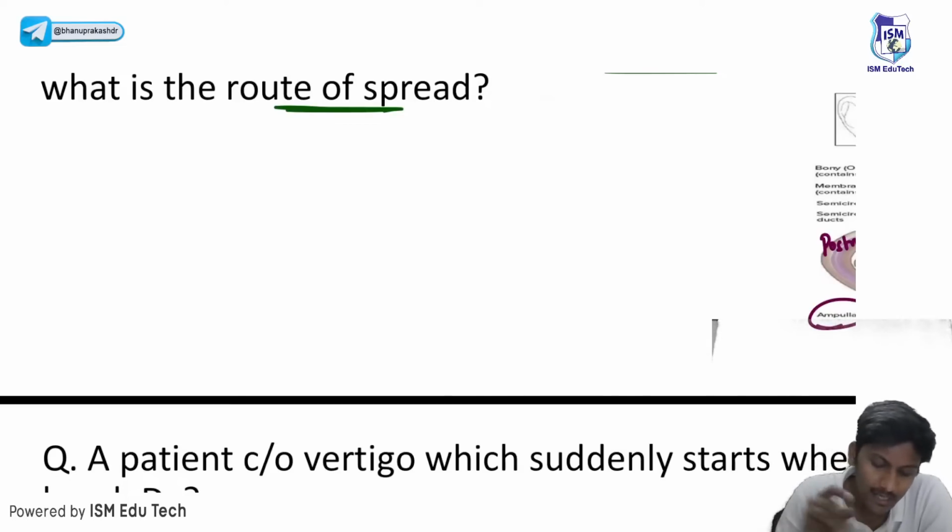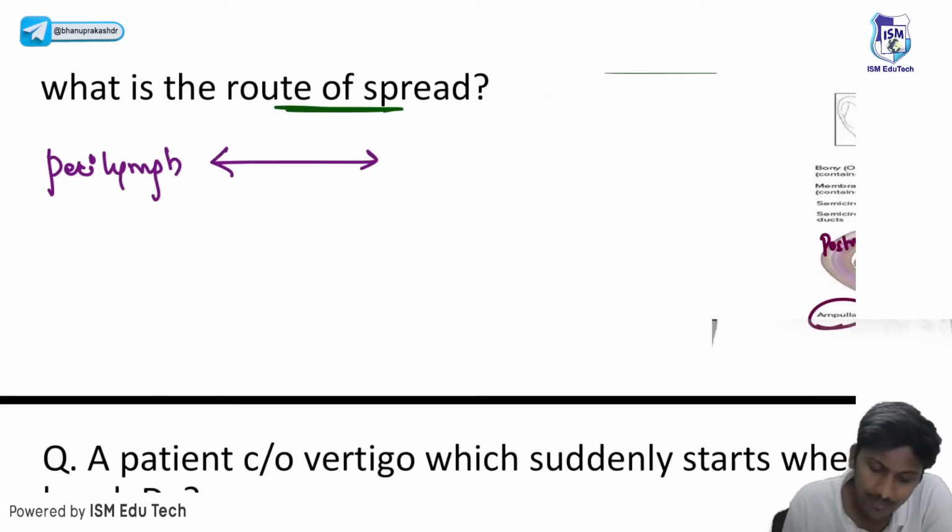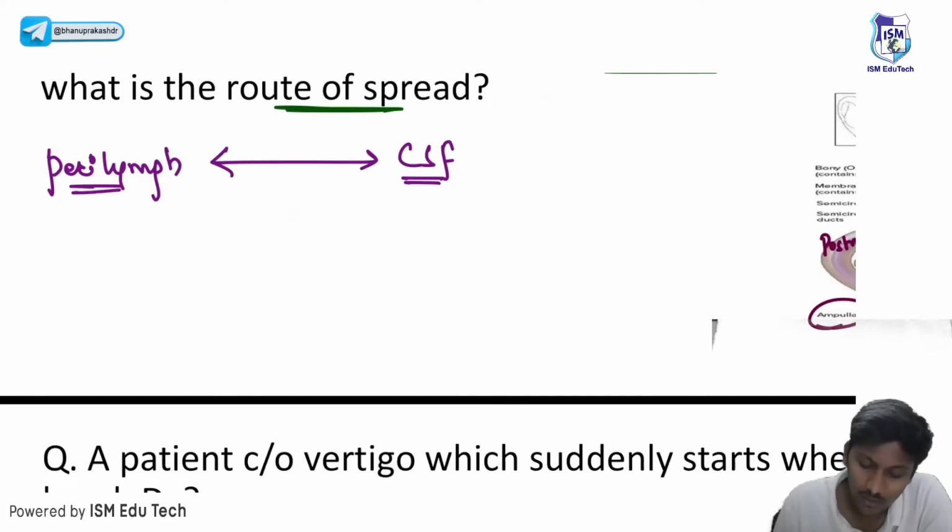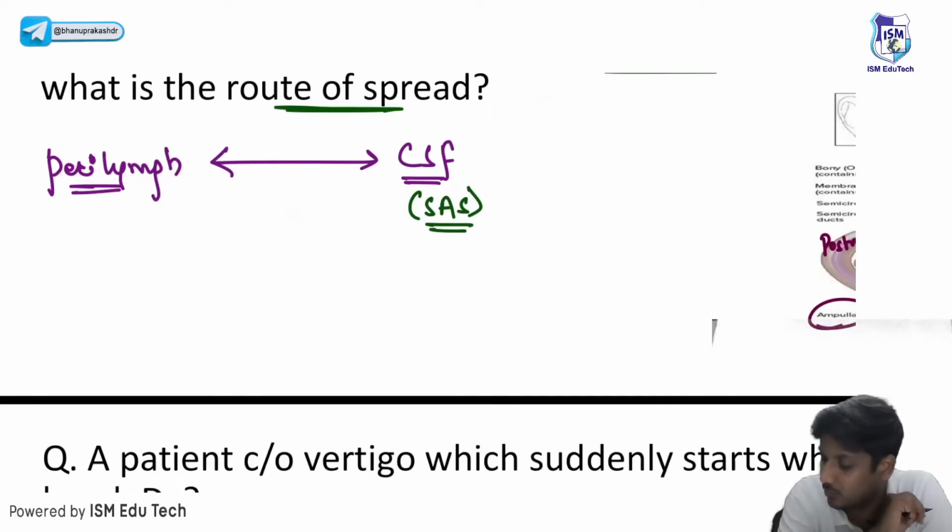But what about the surrounding fluid? That surrounding fluid is called perilymph. And what is this perilymph? Perilymph is nothing else but the CSF itself, guys. Yes, perilymph is nothing but the CSF. When this CSF is present in the subarachnoid space, it is called CSF, cerebrospinal fluid.